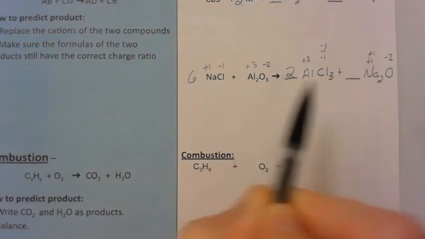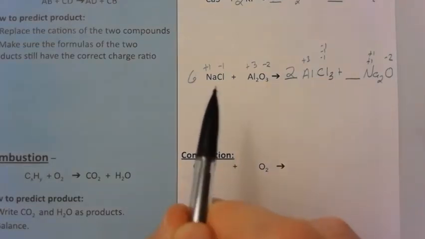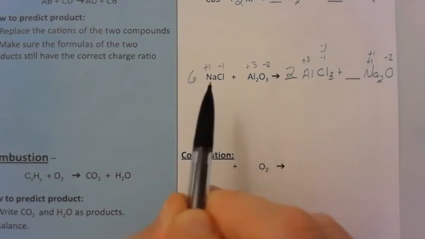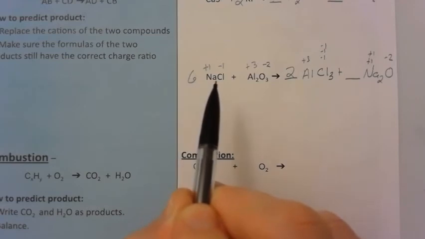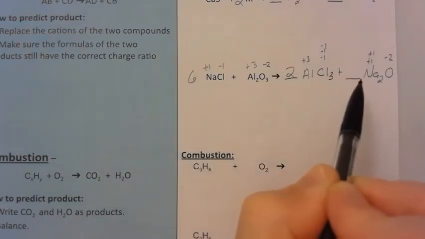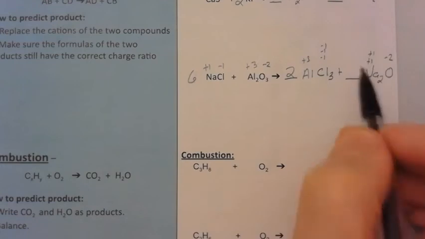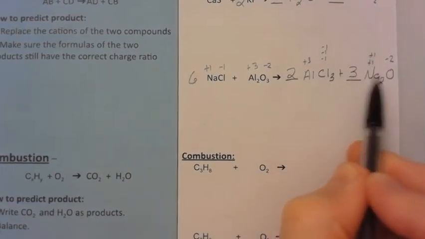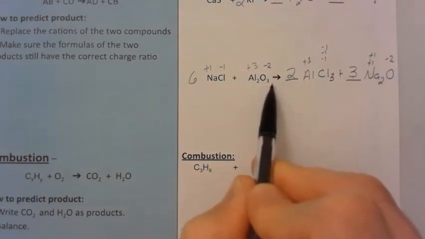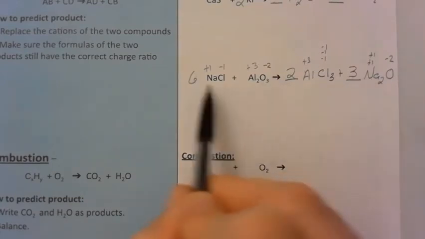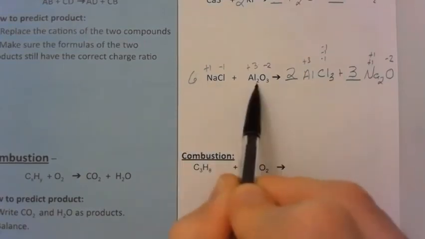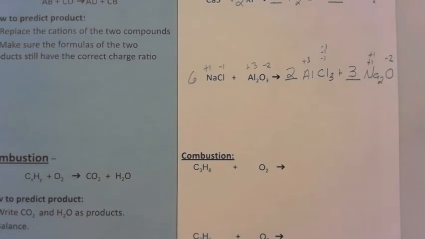This one's a little bit tricky to figure out that balance. Once we figured out that 6, 2 chlorine count, we can go back to the sodium and say if I've got 6 sodiums going in, I'm going to need 6 sodiums coming out. So I'm going to make this a 3, and that gives me 3 oxygen atoms, which balances out those 3 oxygen, 6 sodium for those 6 sodium, 6 chlorine, and then 2 aluminum for those 2 aluminum. So a little tricky, but definitely possible.